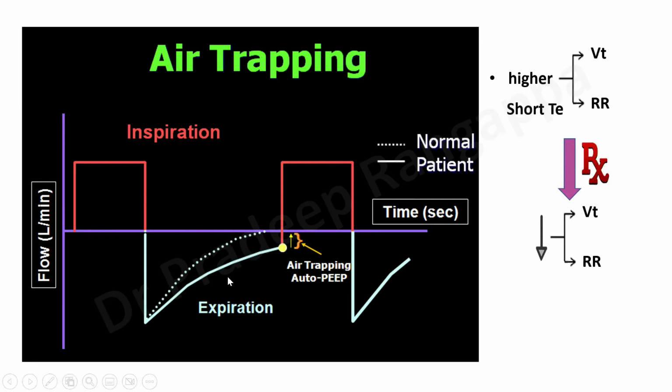So if you see a patient with a flow time where your expiratory phase is not touching the baseline, then the modalities that you need to adopt are: lower the tidal volume if there is feasibility, lower the respiratory rate, and increase the expiratory time. This is what I'm sure many of you would be doing in patients with COPD or bronchial asthma. So that is in flow time.